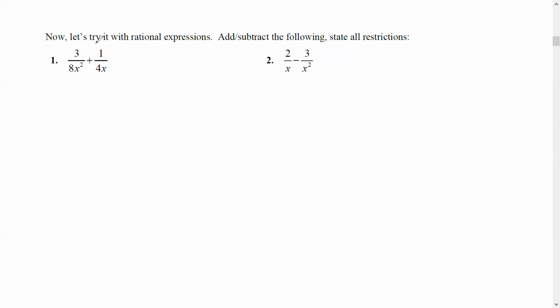So first thing I'm going to say to myself is, just like the last lesson, step one is, can I factor? Well, no, they're monomials, so nothing to factor. Step two then is, what are my NPVs? See how those things are never going to go away? Well, it's going to be just x can't equal 0. Step three, what's my common denominator?